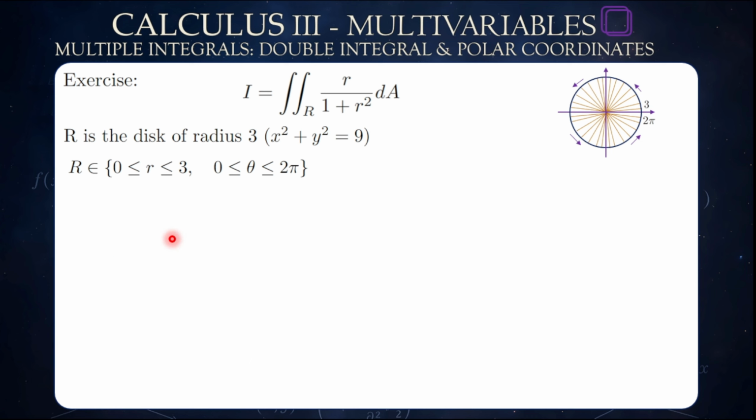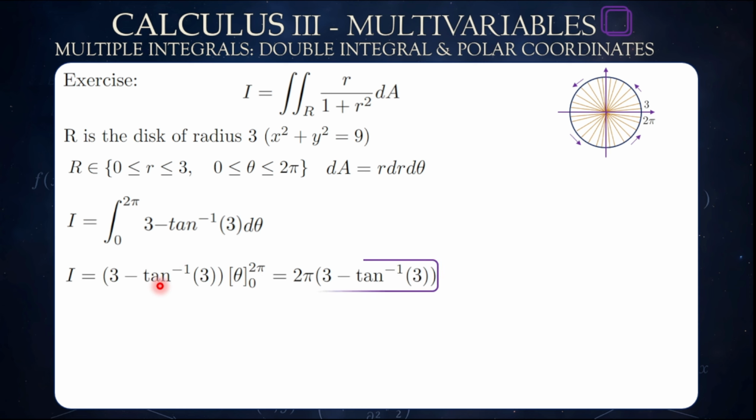So I is equal to the integral from 0 to 2 pi of 3 minus tan to the power minus 1 of 3 d theta, which is equal to 3 minus tan to the power minus 1 of 3 times theta between 2 pi and 0, equal to 2 pi times 3 minus tan minus 1 of 3, which is the final answer for this integral.